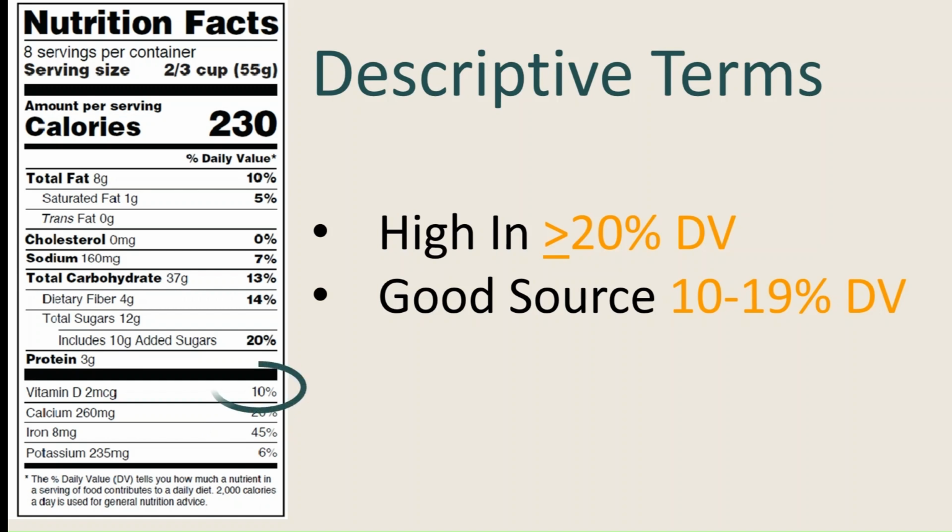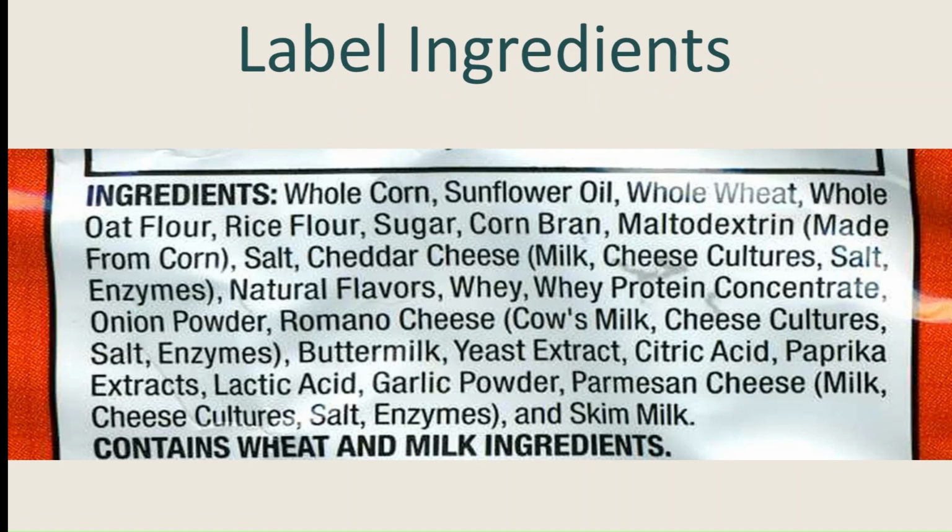This food has 10% of the daily value of vitamin D. That means this food is a good source of vitamin D. The food only has 6% of the daily value for potassium. While it still provides potassium, the label cannot claim that it's a good source or high in potassium. So these terms are all based on one serving of food. So even if you eat 2 servings, the descriptive term remains the same, even though you are actually getting more of the nutrients.